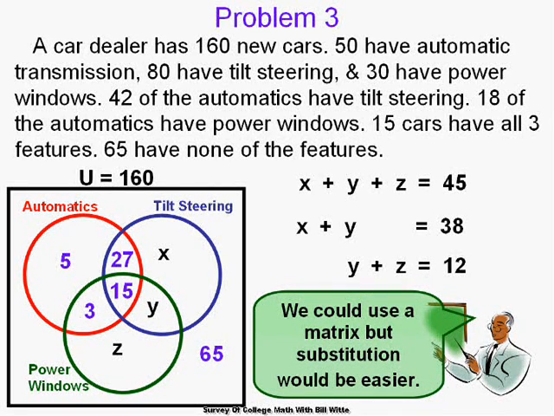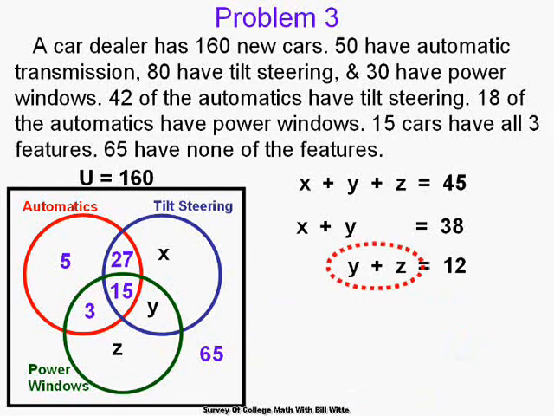We could use a matrix, but it looks like it's going to be pretty easy to use substitution. So let's do that. I know what y plus z is. So in the first equation, instead of y plus z, I'm going to put what y plus z is equal to. And what is y plus z equal to? 12. Let me put 12. Well, now I have an equation with only one letter. So x must be 33. I'm rolling. This is a tough one.